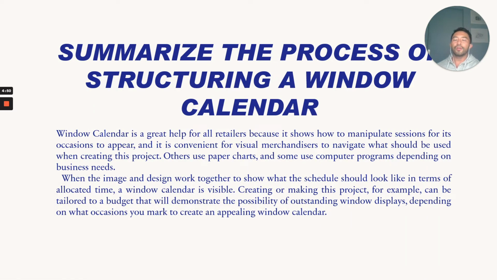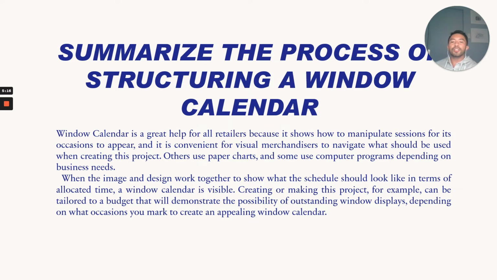The flow is that a window calendar is a great help for retailers because it shows how to manipulate seasons for its occasion to appear, and it's also convenient for the visual merchandiser to navigate what should be used when creating this project. Some use paper charts, some use computer programs, depending on the business needs.